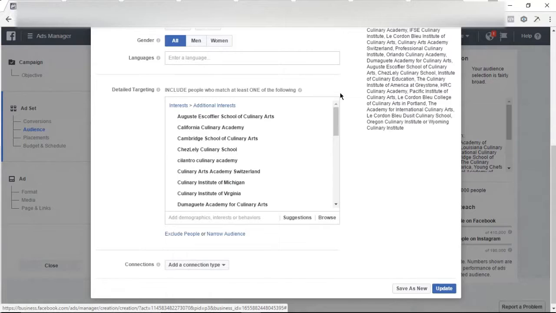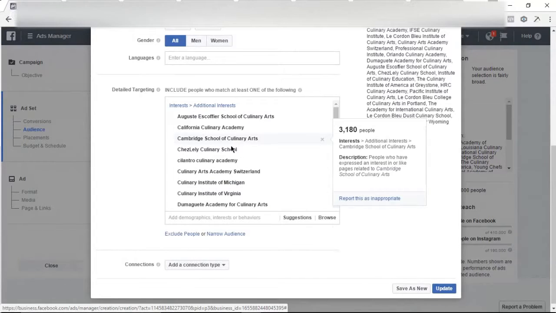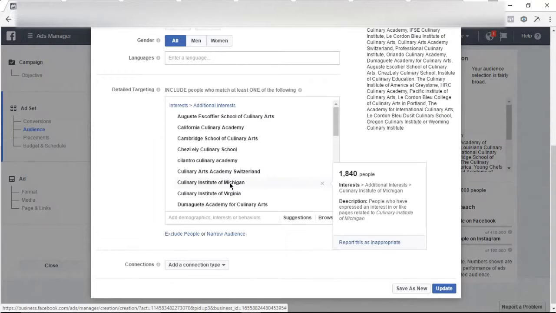I wouldn't say that, because somebody who may be interested in Cambridge may not necessarily be interested in Culinary Institute of Michigan. So what I was just about to tell you would not work here, right? It will work on, you know, I'm not going to confuse you. I'll talk about it later.